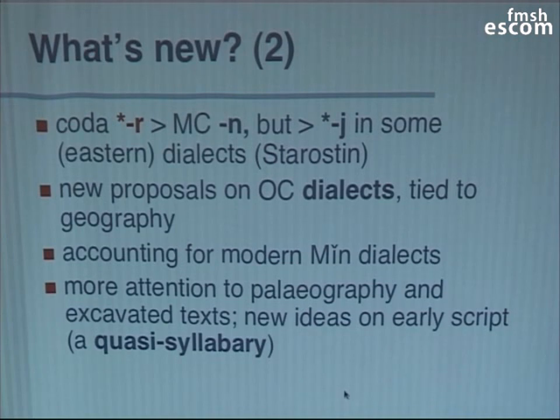We are also attempting now to, in a systematic way, account for modern Min dialects, as I mentioned. And we're paying more attention to paleography and excavated texts. We have some new ideas on the early script. Laurent basically, I guess, came up with the idea that in some ways the early Chinese script was like a syllabary. I guess to make people less nervous, we're calling it a quasi-syllabary. But I think learning the early Chinese script is very different from learning the modern Chinese script. And people tend to think about the early Chinese script anachronistically, I think. We can talk more about that if we need to.